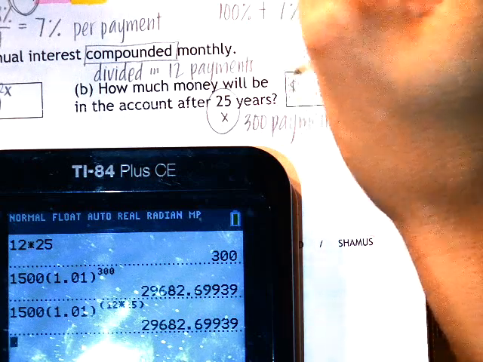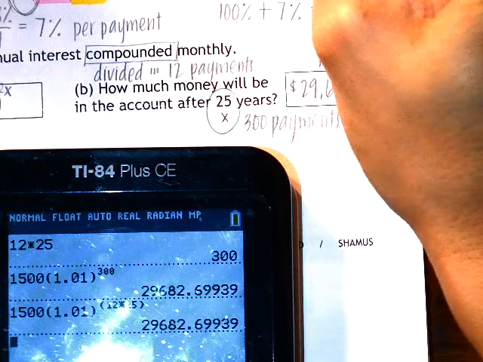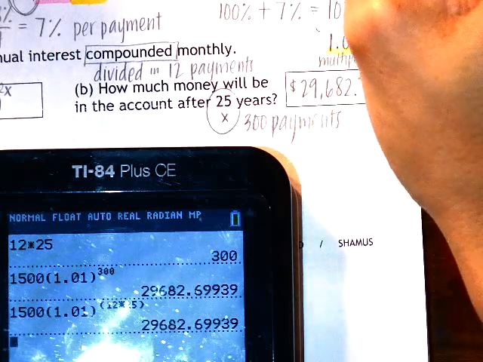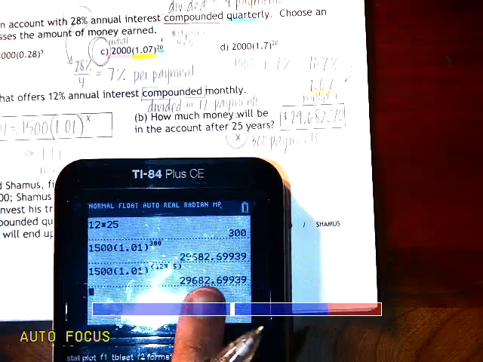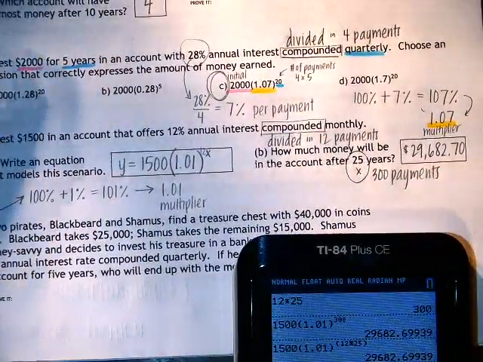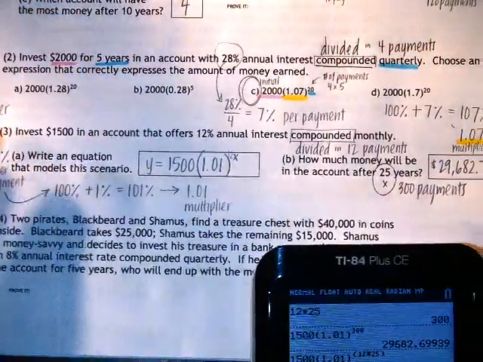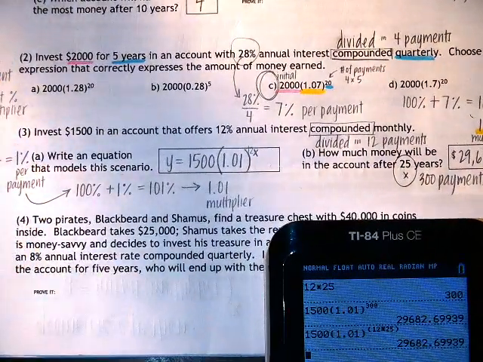So either way, it looks like we'll have $29,682.70. If you round a little differently, that's no big deal. It's just a matter of making sure that you understand where that number came from and why. So take some time, let that idea sink in a little bit, and then you can try question number 4, the last video.